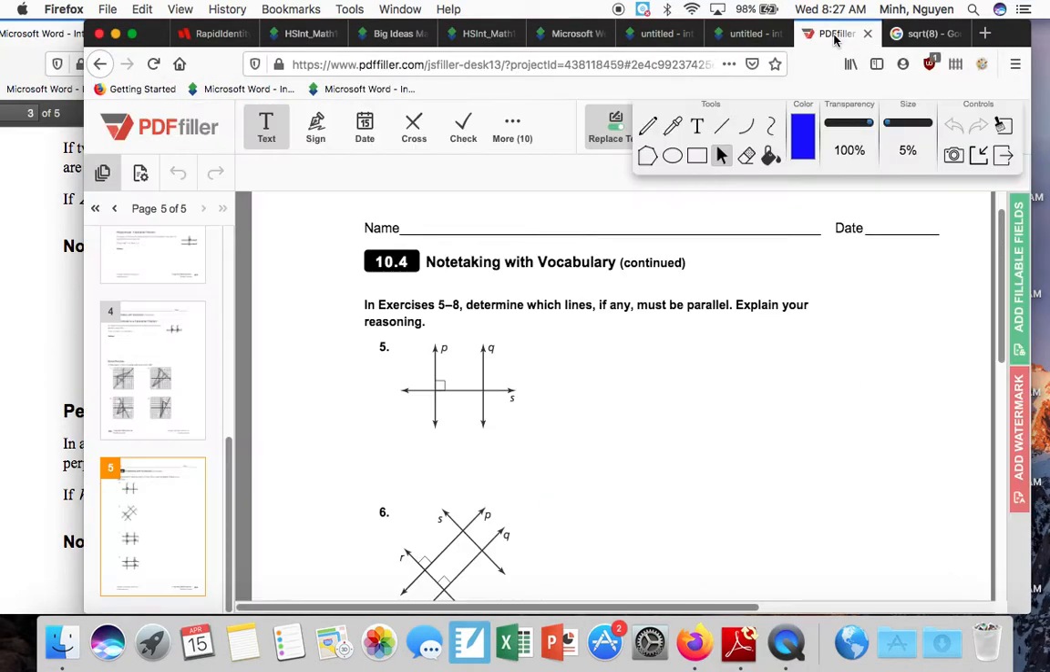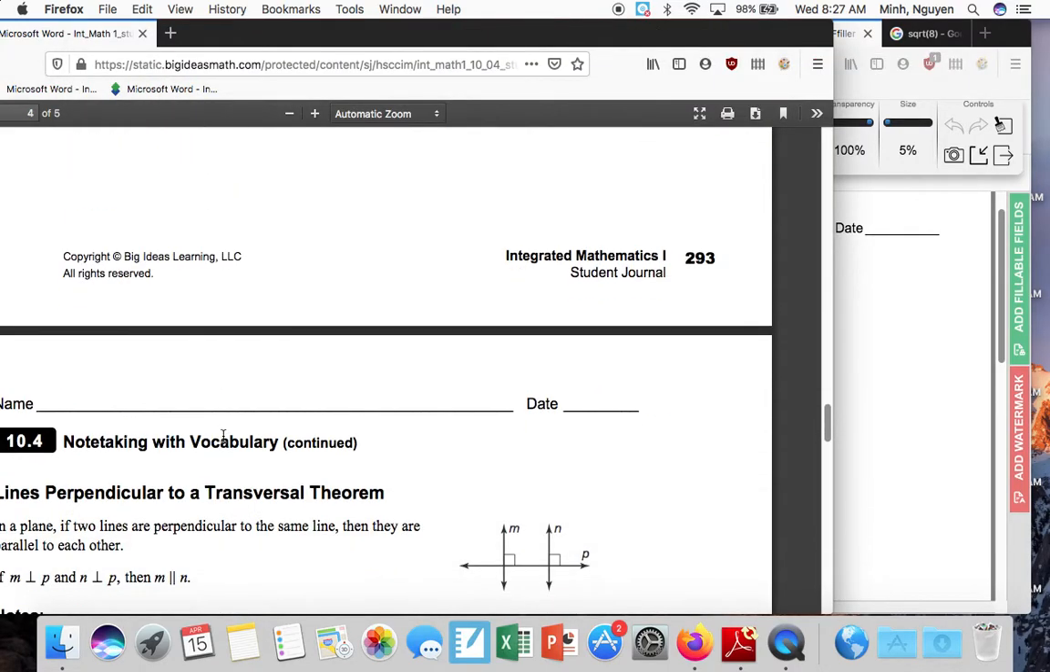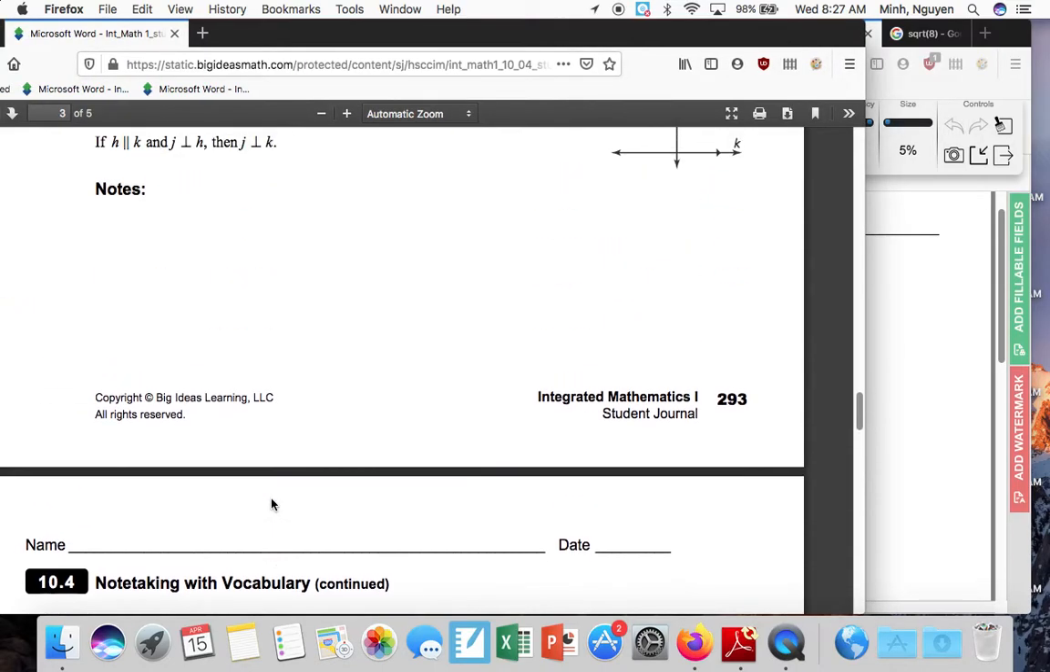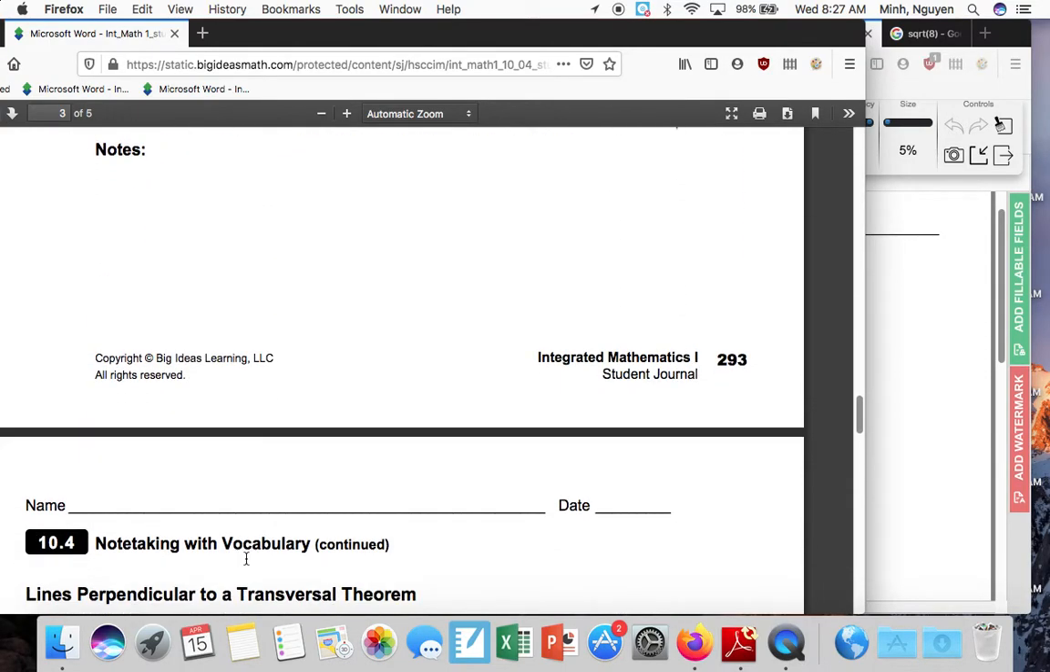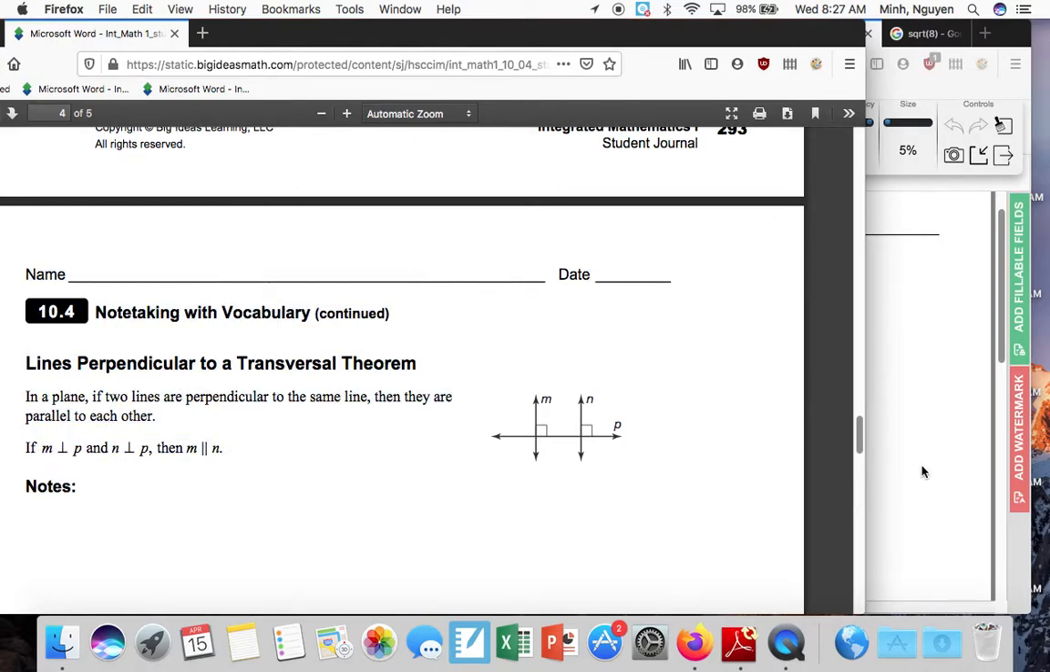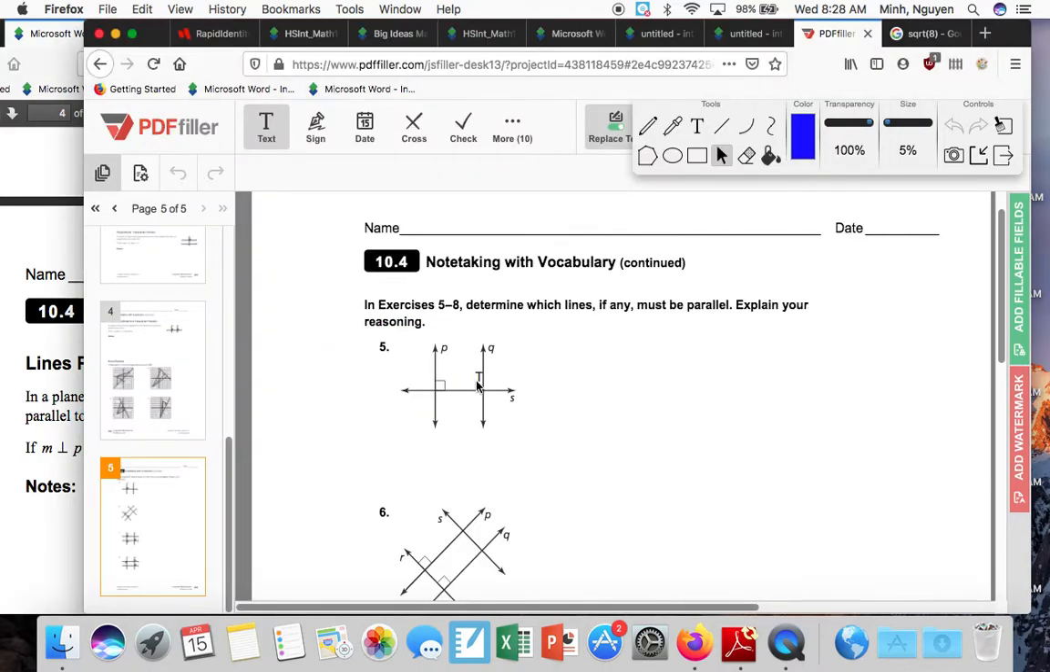So it says, determine which lines, if any, must be parallel. Explain your reasoning. So we should be using the lines perpendicular to a transversal theorem, because it's the only one that proves parallel. The others just prove perpendicular. If M is perpendicular to P and N is also perpendicular to P, I have to see 2 right angles. Well, do we see any right angles here? No, we don't see any perpendicular angles at all. So there's no information for us. So we could say none.